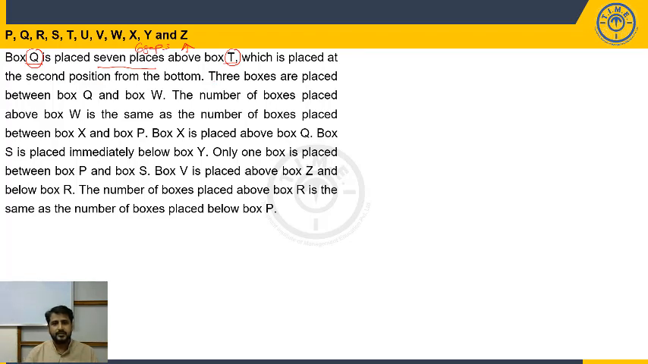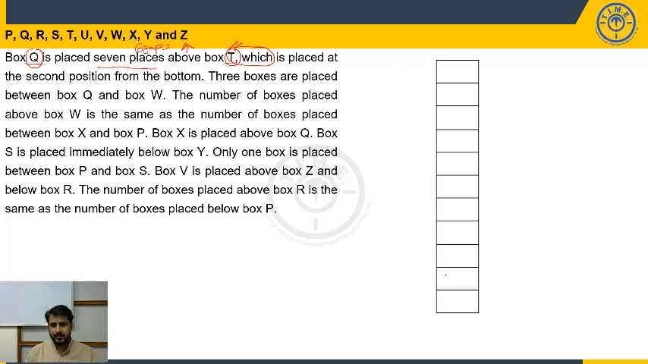Which is nothing but we are talking about T. So T is placed second position from the bottom. So T's position is given very clearly. Second from the bottom. So we can fix T in the arrangement. So let's get the 11 box structure. So T is second from the bottom. And Q is 7 places above T. 7 places above means how many gaps? 6 gaps. So 1, 2, 3, 4, 5, 6 gaps. So here who will be there? Q will be there.